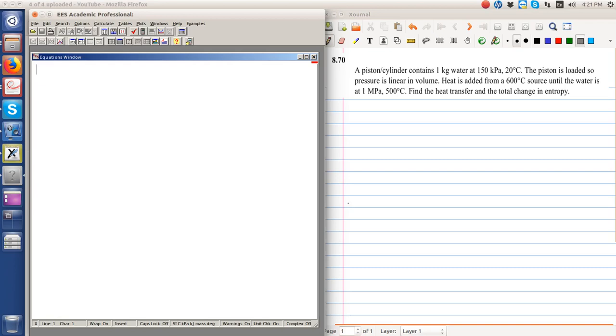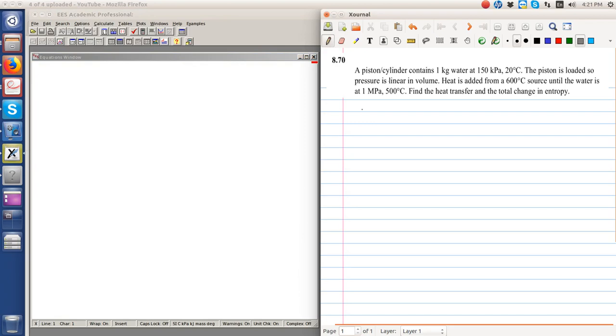Okay, let's do problem 8.70 of Sonntag. We have a piston cylinder arrangement which contains 1 kilogram of water at the state 1 of 150 kilopascal and a temperature of 20 degrees Celsius. The piston is loaded such that the pressure is linear in volume, so obviously we have a spring arrangement.